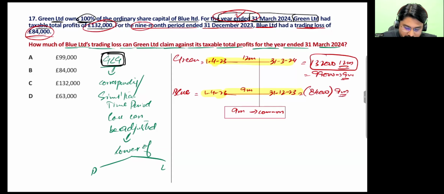And the 9 months profit is 99,000 and the 9 months loss is 84,000. To what extent the loss can be adjusted? To the lower of these two, and the lower of these two is 84,000. So 84,000 is the correct answer.